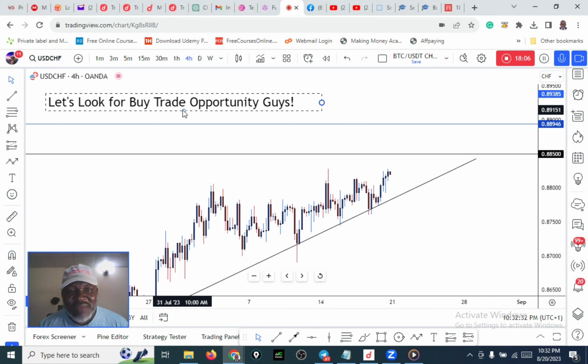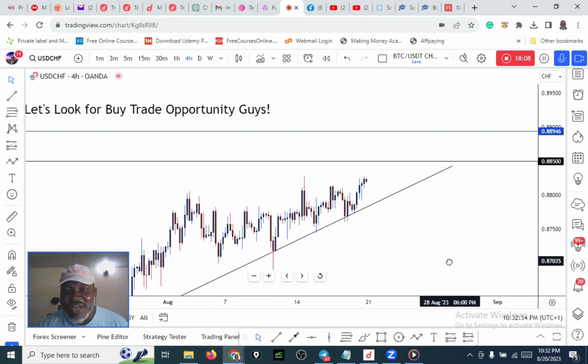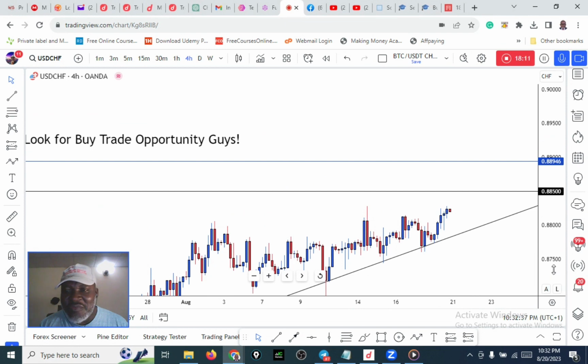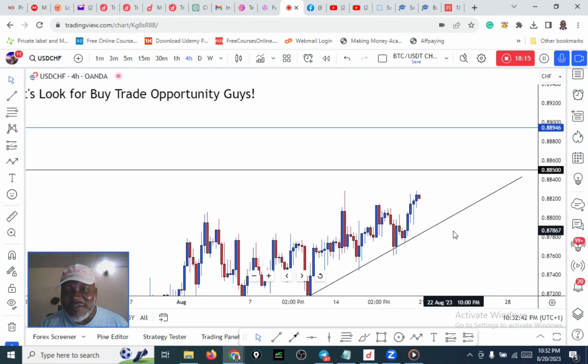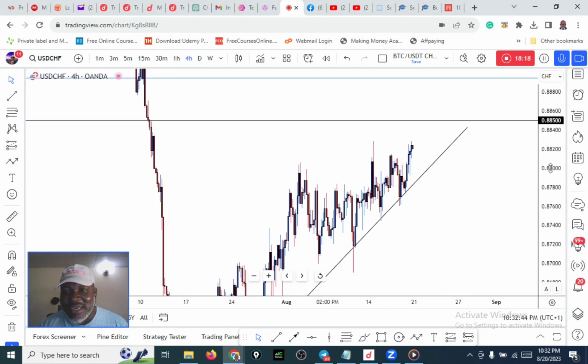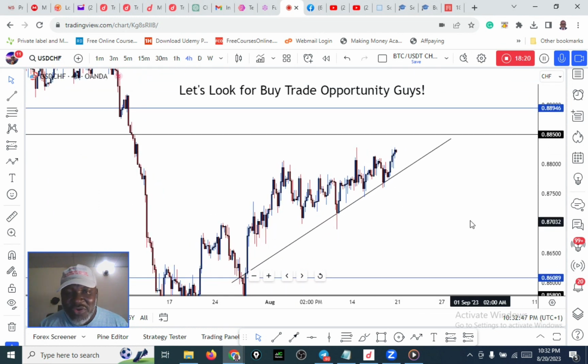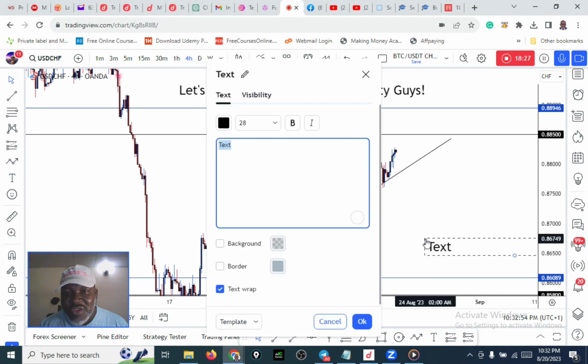So what we can do, let's move it to the left hand side. Here, guys, we begin to focus on price action. Now, if you ask me, this is an ascending triangle. So let's put up our confluence factors. We can say D1 and the H4 are bullish.